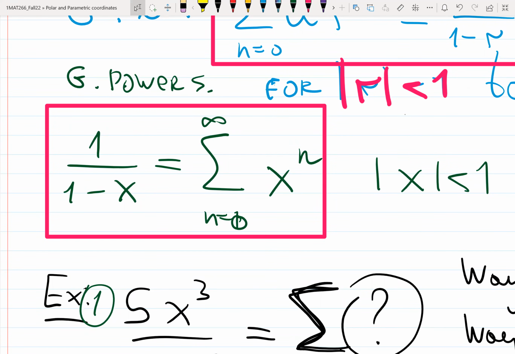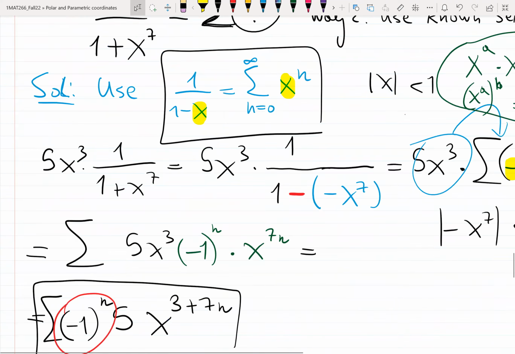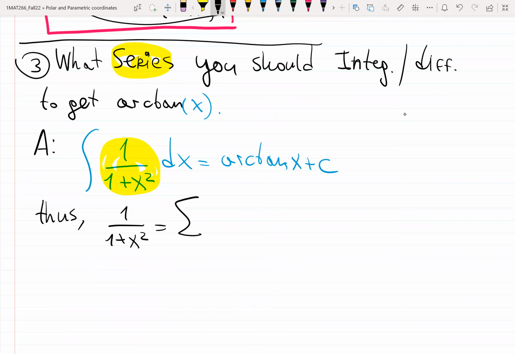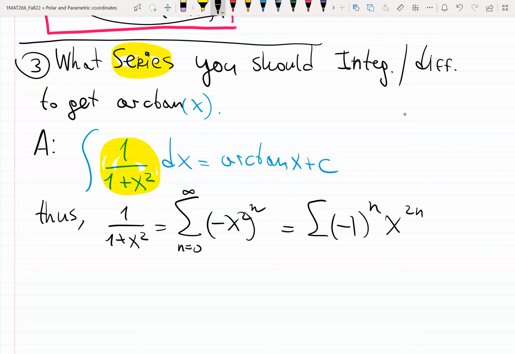1 over 1 minus input gives you input to the n. So I know the answer: minus x squared to the n. That is the answer. Does it make sense? If you want to rewrite it, it's minus 1 to the n, x to the 2n. We're integrating this series to get arctangent.